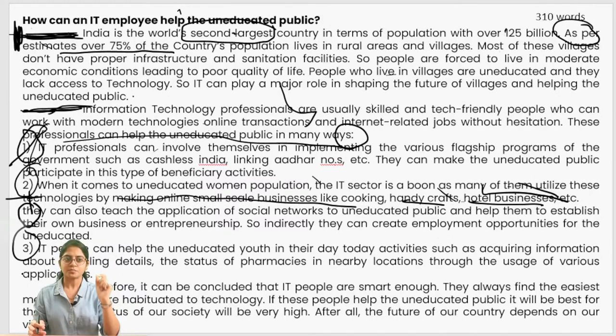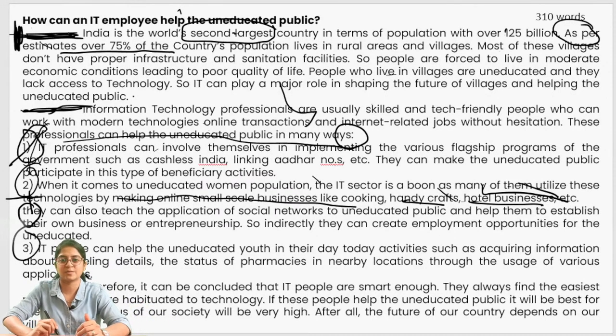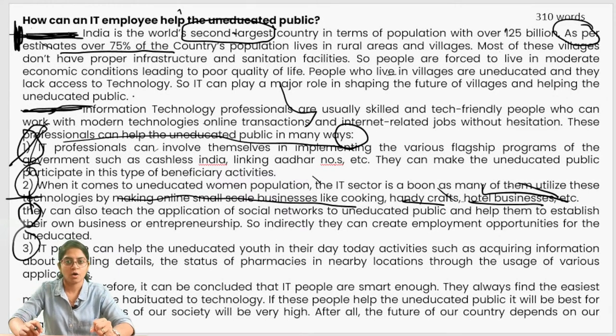So instead of "they can also teach the application", you could have said, "Moreover, they can teach the application of social network to educate the public and help them to establish their own business and entrepreneurship." And like the last paragraph, you can see this is a conclusion. So definitely they expect a conclusion. Conclusion holds good marks.